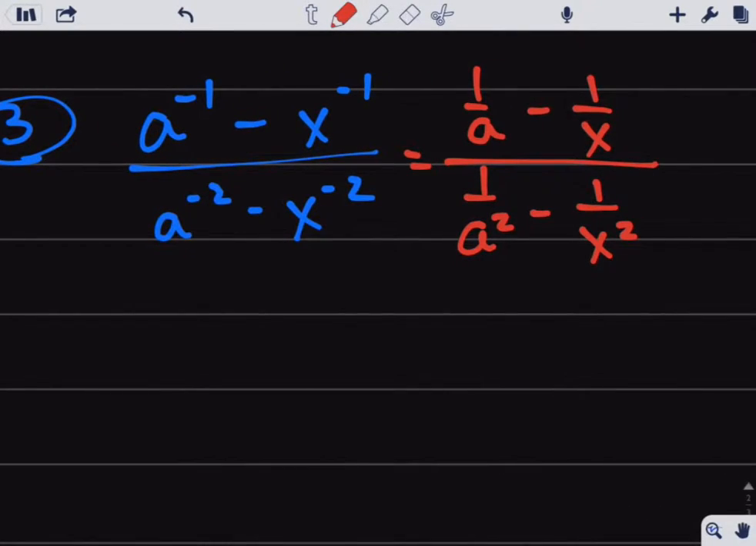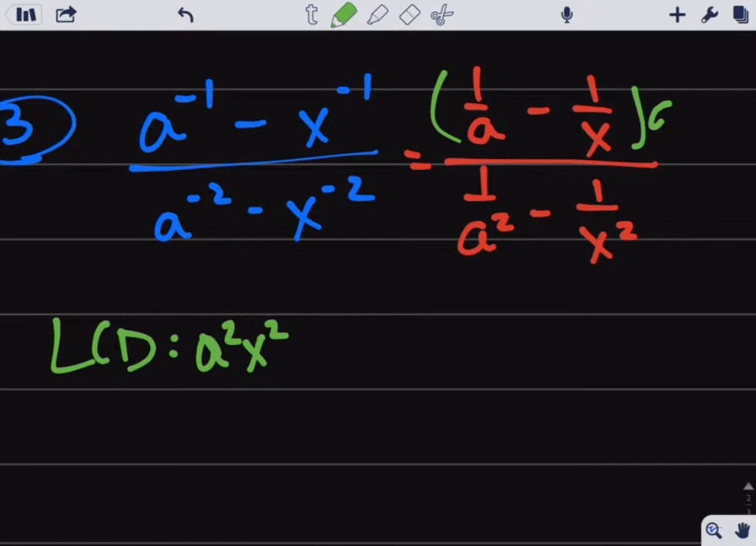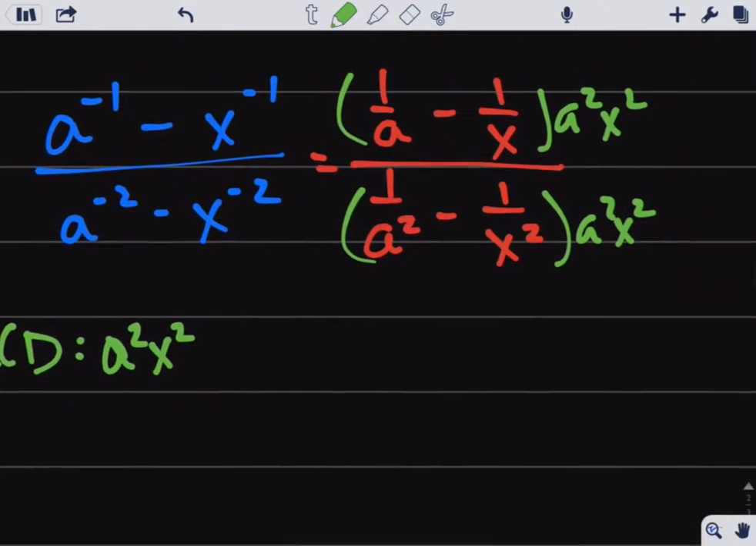Alright, we've got 1 over a minus 1 over x, all over 1 over a squared minus 1 over x squared. That is how we simplify that. Remember, negative exponent means flip the fraction. The least common denominator of it is a squared x squared. So that's what I'm going to do. I'm going to multiply the top by a squared x squared, and multiply the bottom by a squared x squared. I'm going to do that first.